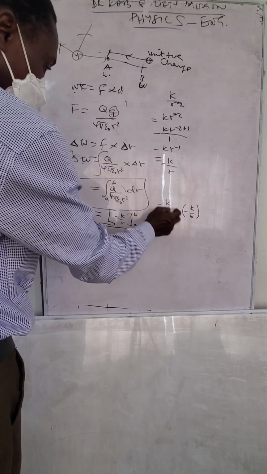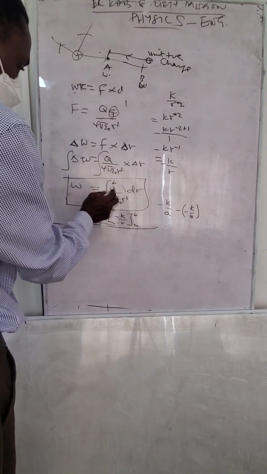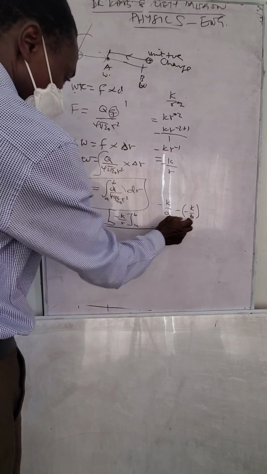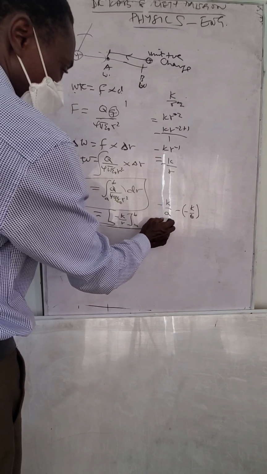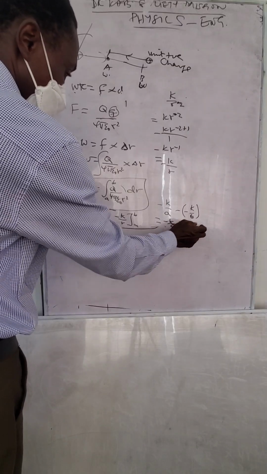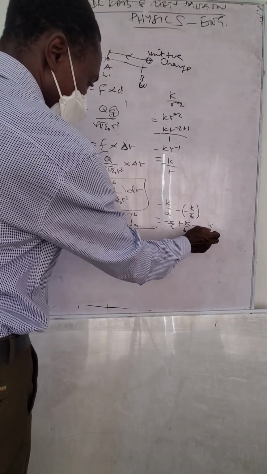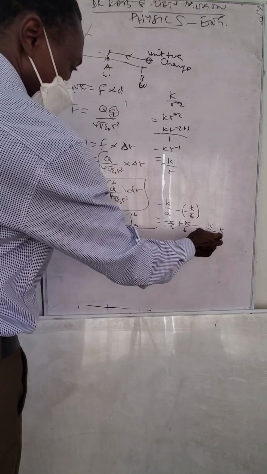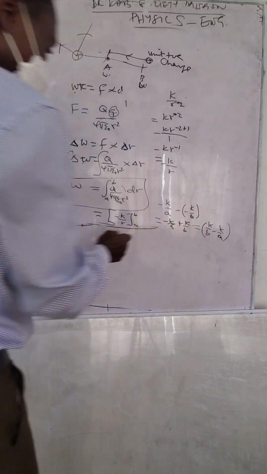Okay, so that's at the end. I'm putting k for all these constants so that it will make it simple for us. So at the end, we're going to have minus k over a plus 1 over b, which is the same as k over b minus k over a. Okay, so this is something like that. So that's what we're going to have.